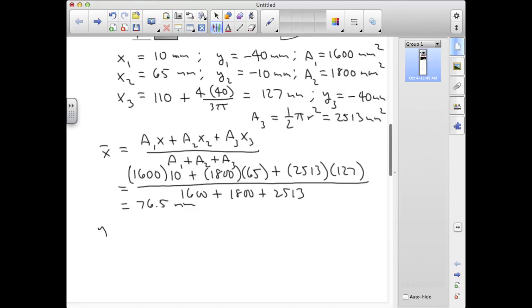Now we could do something similar for y. It looks exactly like the expression for x bar, but we have the coordinates of y1, y2, and y3 instead of x1, x2, and x3 in this area weighted average. And so if we take those areas and the y coordinates and plug those values in, we get minus 30.9 millimeters for y bar.